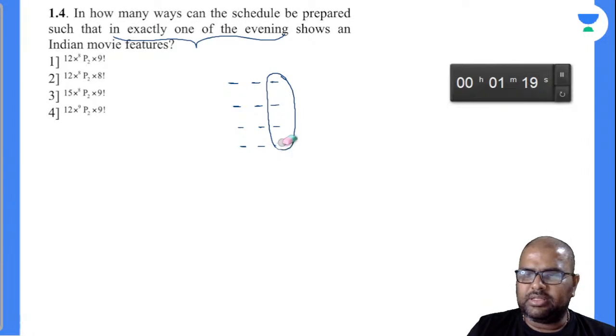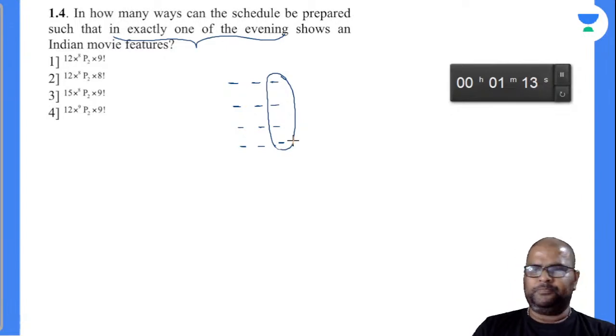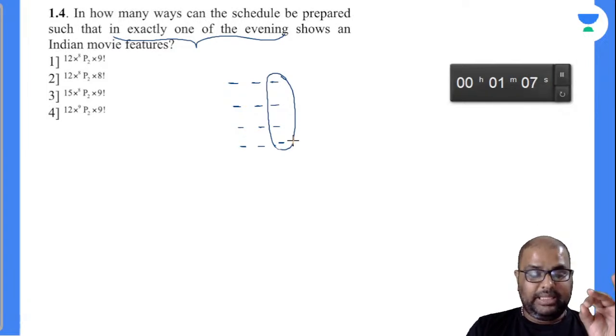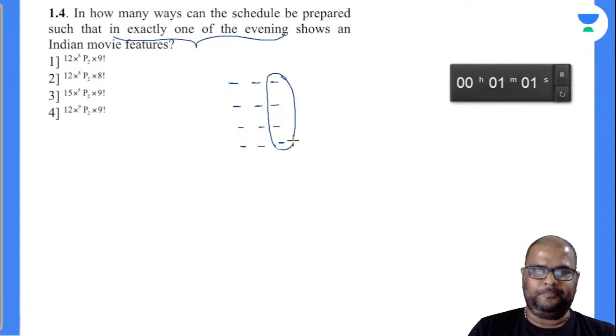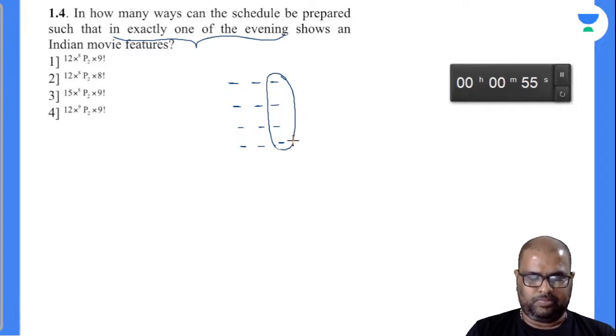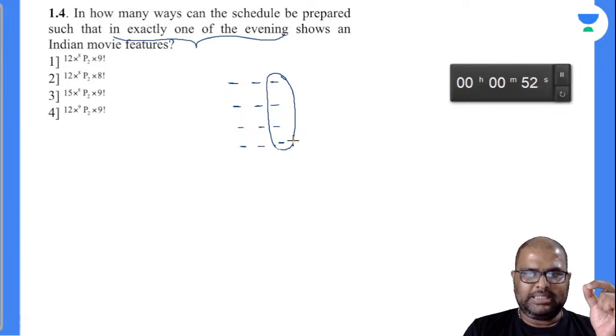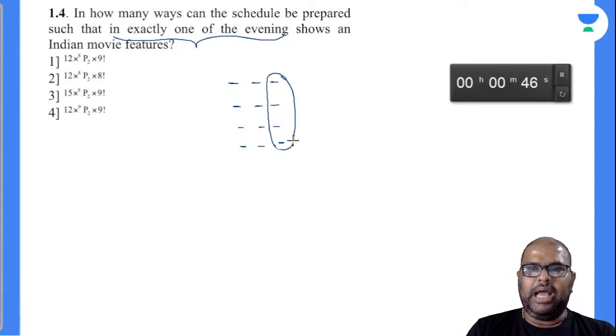These are the evening shows. Let's see how many can identify this. Let me know the answer there. I've given you the basic data. In this class, you will be exposed to the best quality questions which you might not have seen previously. So in how many ways can the schedule be prepared such that in exactly one of the evening shows an Indian movie features? In exactly one of the evening shows.